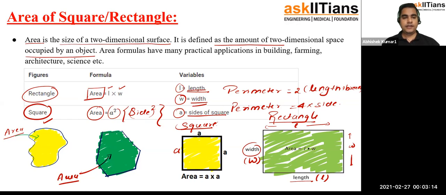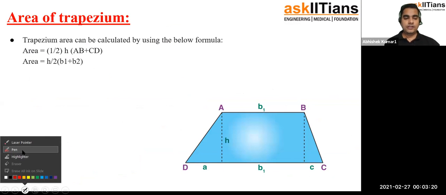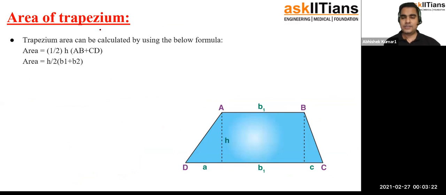Clear? All right. Now we have area of trapezium. This is very, very important. I'm also going to tell you what is a trapezium. We are going to revisit that concept. And apart from that, I will also tell you how we got this area of trapezium.